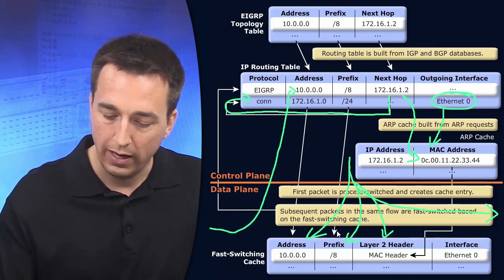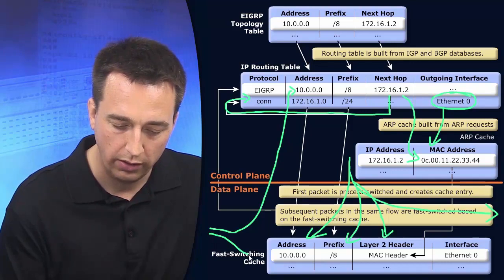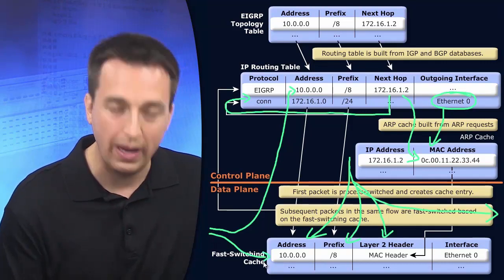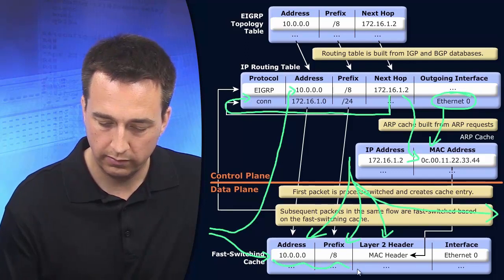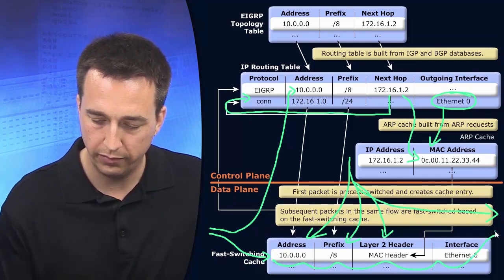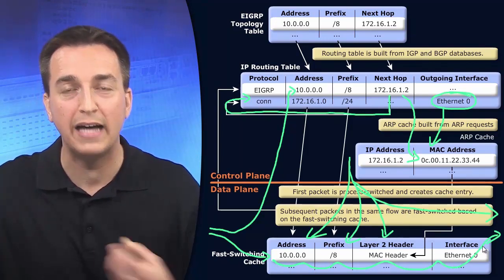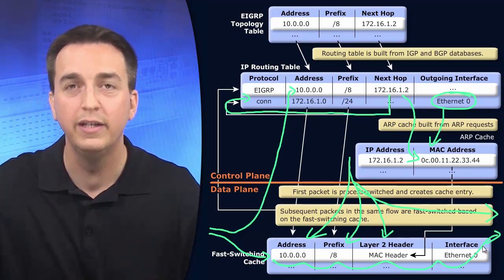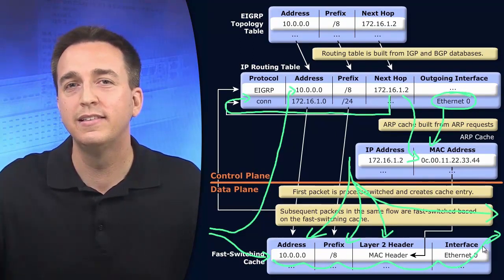So now every other packet that arrives inbound on the same interface with all the same markings and parameters simply comes through the fast switching cache, and then out it goes. So the first one is fast switched, or pardon me, the first one is process switched, and every other one after that is fast switched.